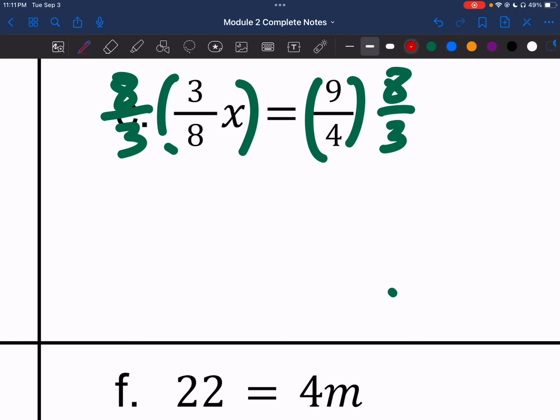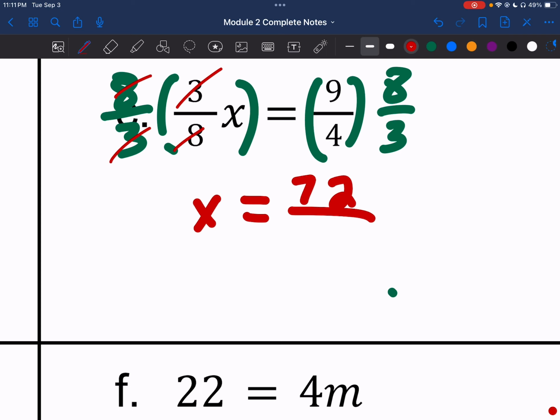So when I do this and take a look at it, our 8s cancel, our 3s cancel, so I'm going to be left with x on the left is equal to, when I multiply fractions, we multiply straight across the numerator. So we're going to do 9 times 8, which gives me 72. And we multiply straight across the denominator. 4 times 3 gives me 12. The last thing I want to do is make sure that I can reduce my fraction if possible. 72 over 12 divided out gives me a value of 6.